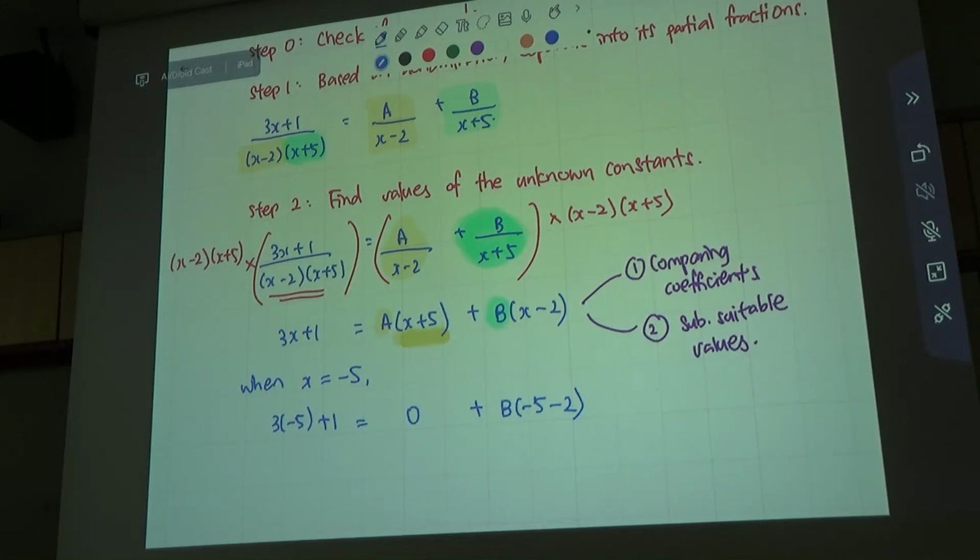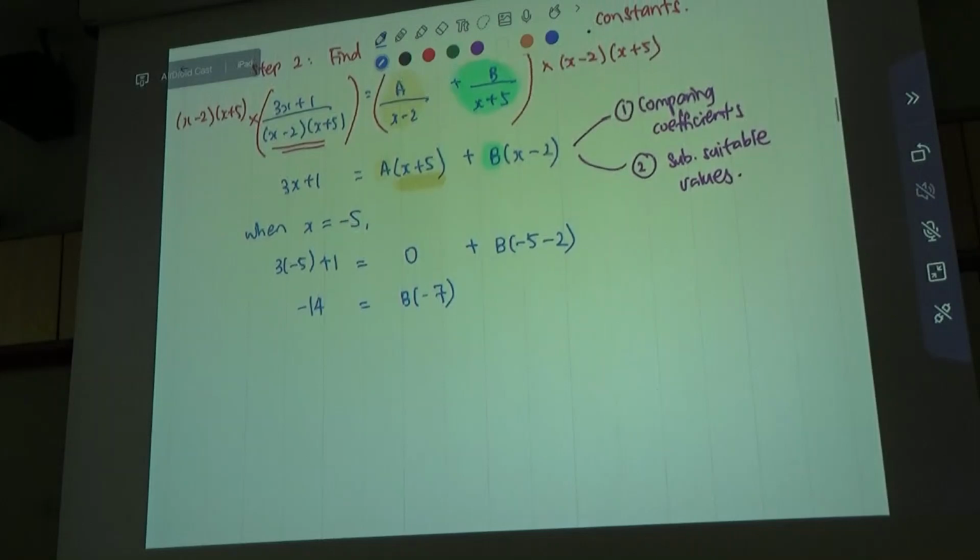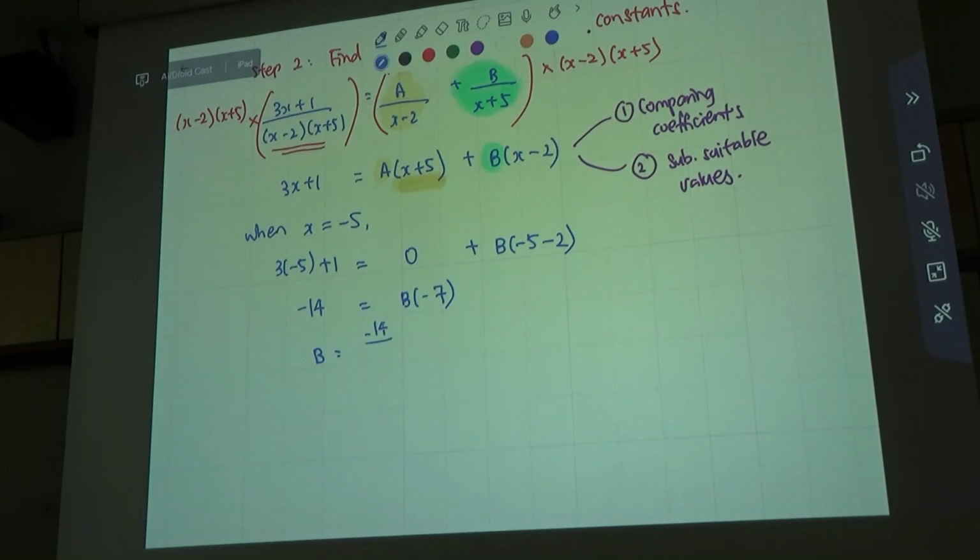Right? And what will that give us on the left? Negative 15 plus 1, that is negative 14. And on the right, I will have b times negative 7. Okay, I'll scroll up. So I can now say that b is equal to negative 14 divided by negative 7. So that is equal to 2.